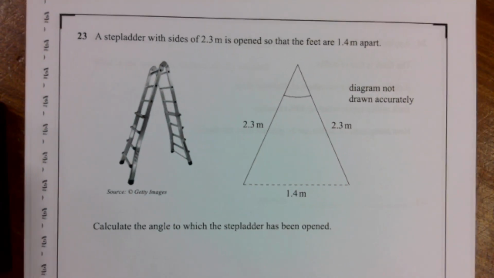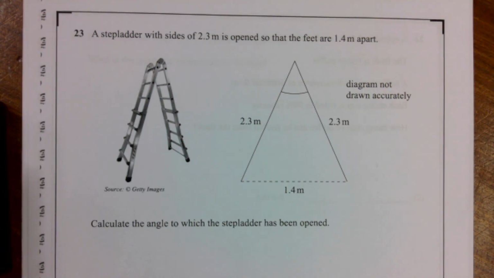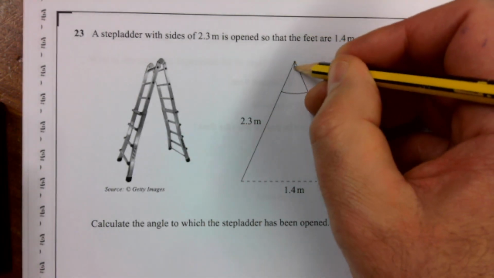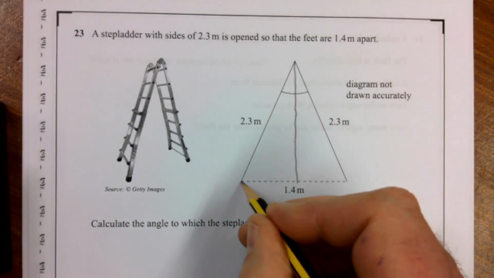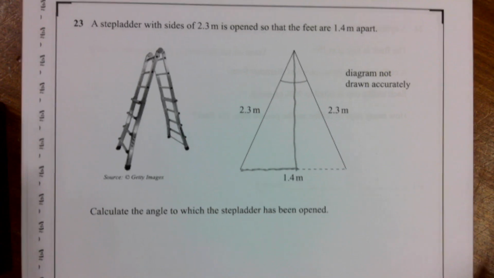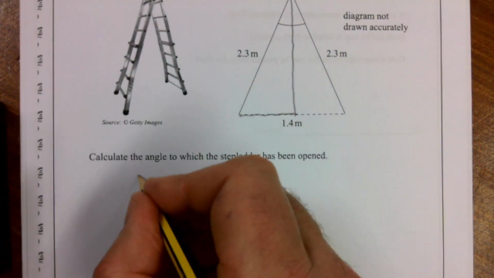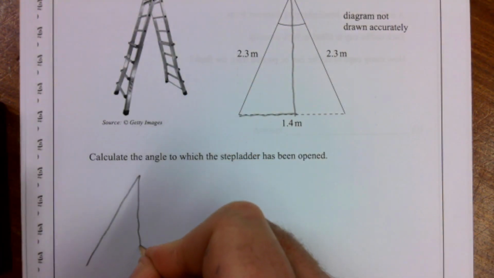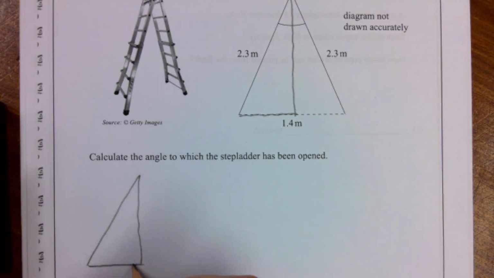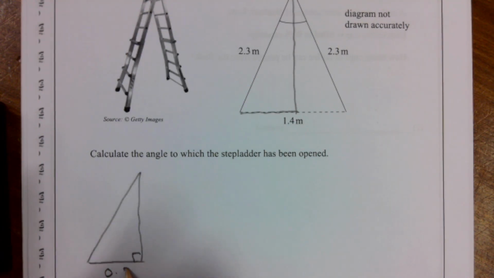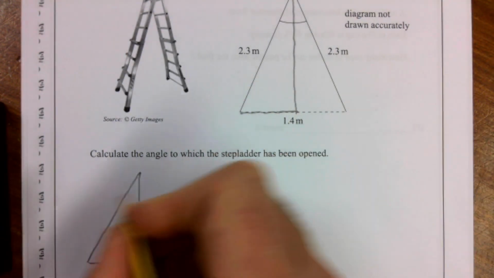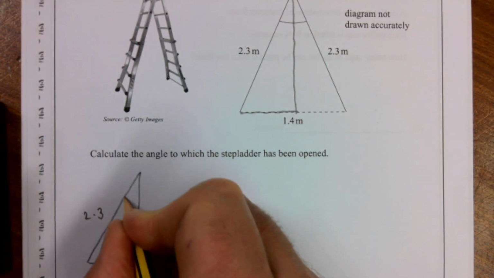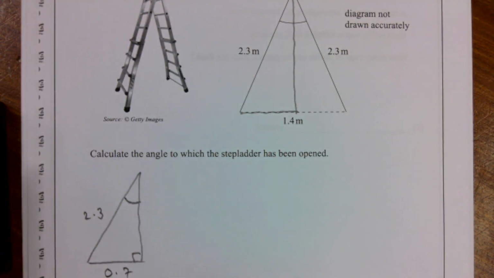Question 23. A step ladder with sides 2.3 is opened so that the feet are 1.4 meters apart. Calculate the angle to which the step ladder has been opened. Well, I'm going to split this down the middle and then try and remember to multiply my angle by 2 at the end. So if I lift out that triangle, that's now a right angle. And that's 0.7. Hopefully you see where I've got that from, because it's half of the 1.4. That's 2.3, and I'm trying to find this angle here.